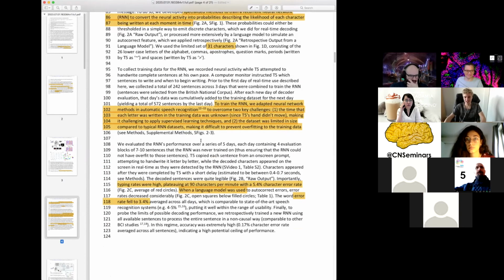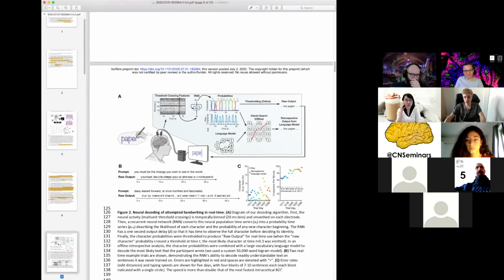Then they used a recurrent neural network that is typically used for language processing to do online decoding of the brain signal in order for the participants to write directly the letters, so that you can write a sentence and the computer will decode in real time what they're writing.